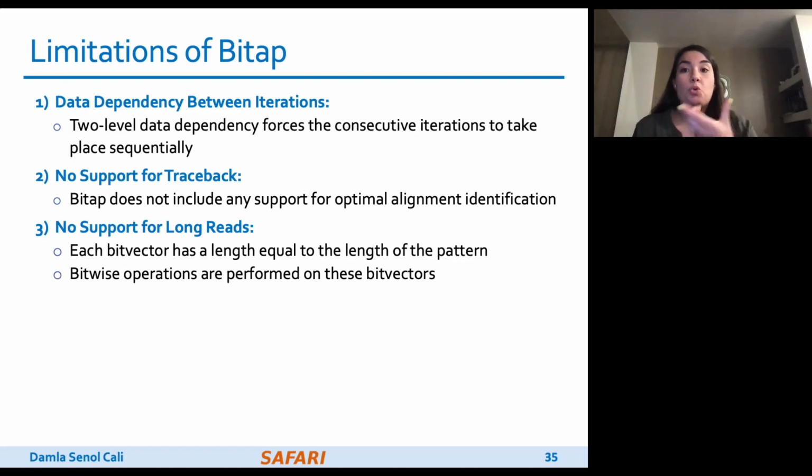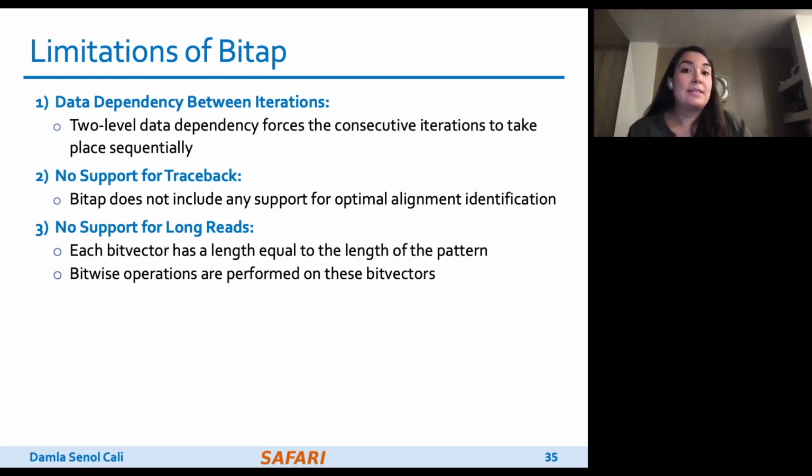So in BiTAP, the query length, so the read length, is limited by the word size of the machine running the algorithm, because each bit vector, it can be the pattern bit mask or the regular status bit vectors, has a length equal to the length of the pattern, and we perform the bitwise operations on these bit vectors.